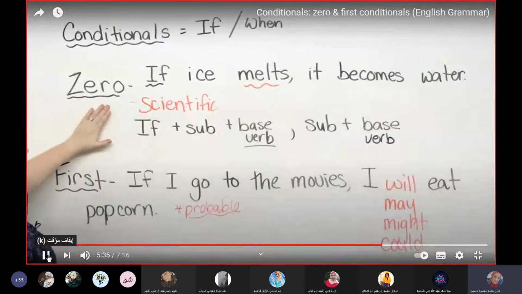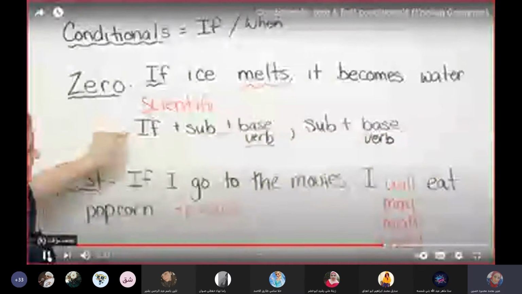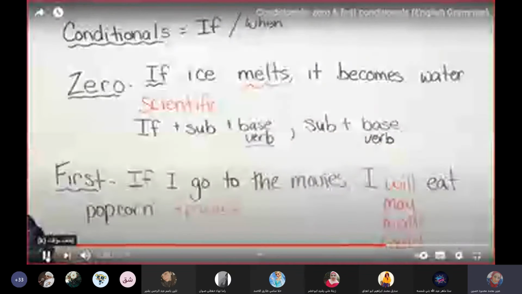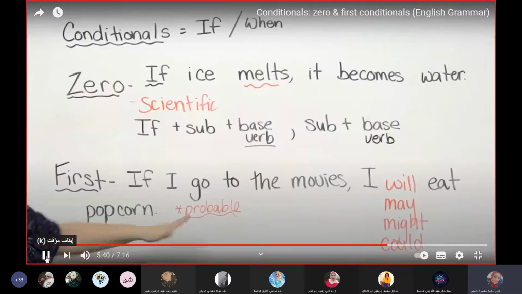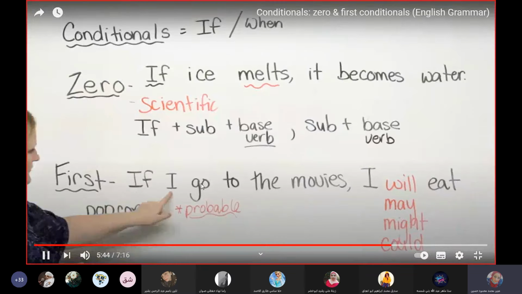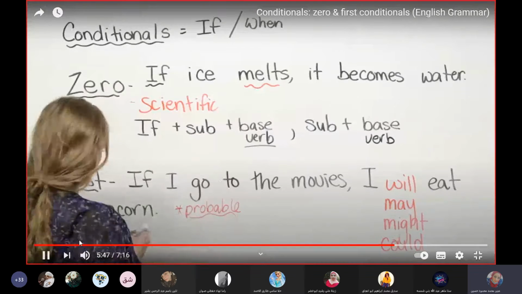Okay. In the zero conditional, this is the structure. Can you tell me what's different? What's the difference? About the first conditional, we have if plus subject plus base. So this is going to be the same.